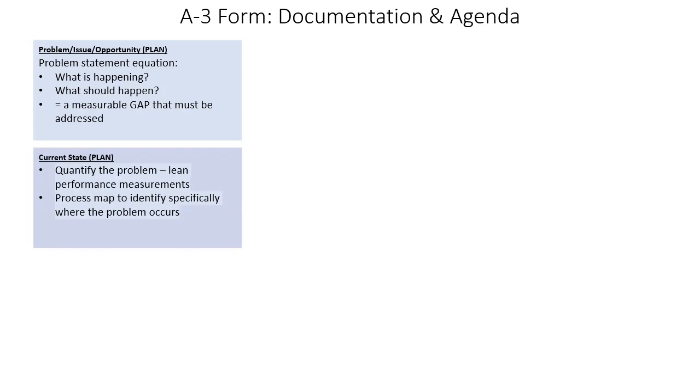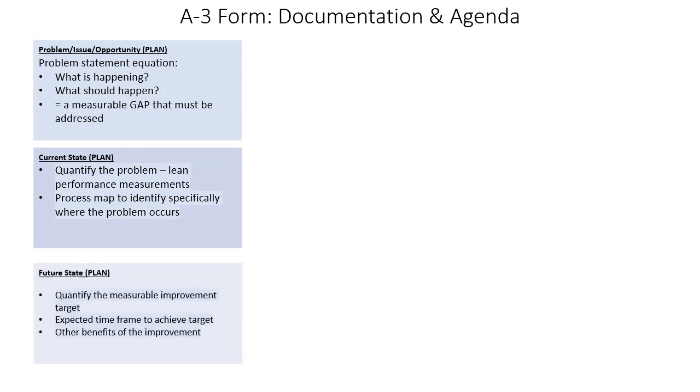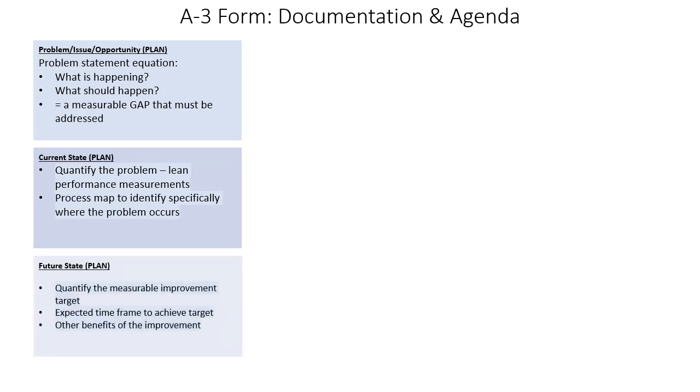You have to understand the current state. You have to quantify the problem using lean performance measurements, and where in the process, specifically, where does the problem occur. A future state. You want to quantify the measurable improvement desired. You want to put a time frame on it. When do we think we're going to achieve that target? And are there other benefits to achieving the future state?